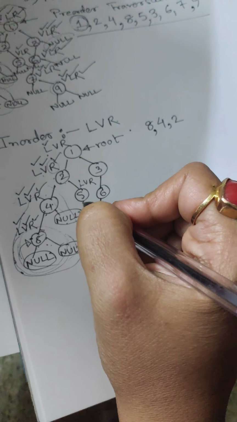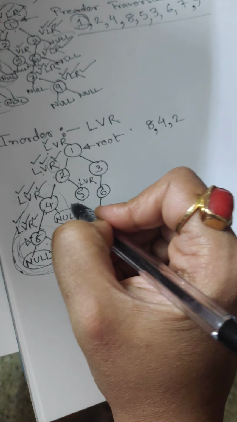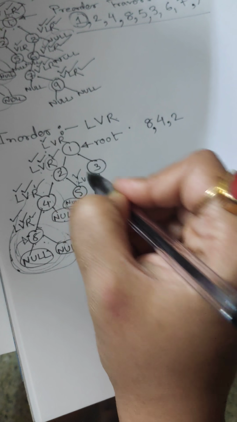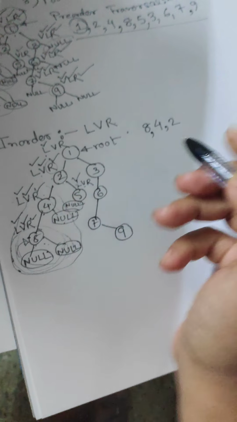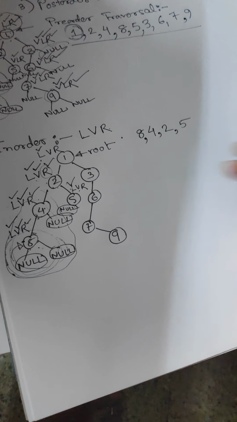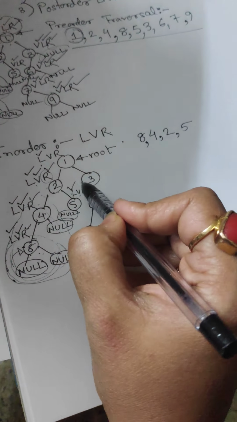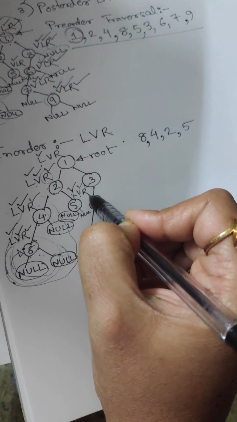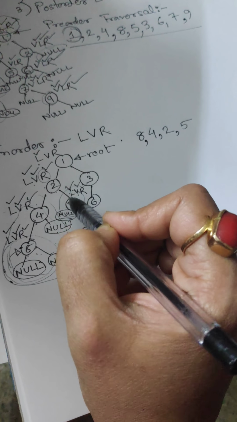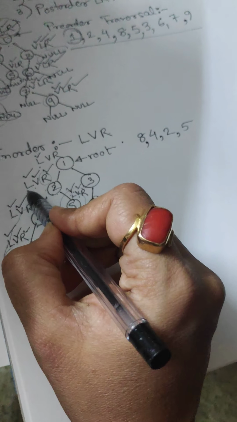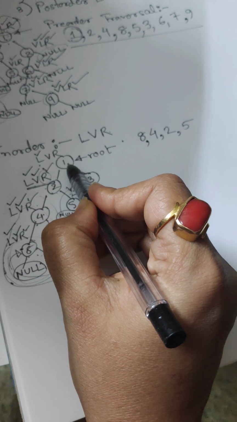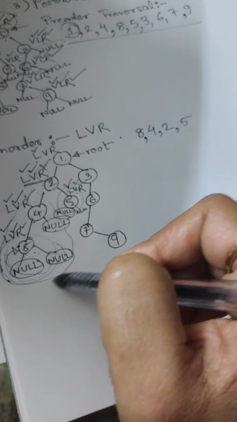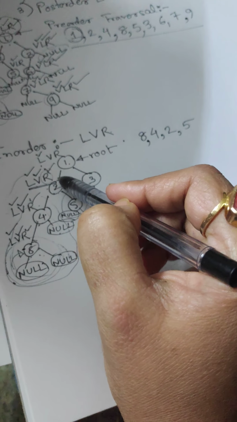L of 5, that is left subtree of 5, is null. So you have nothing to do over here. After that, visit. That means you display the value of 5. And after that, you come to the right hand side of 5, which is also null. As soon as you are done with 5, you go back to 2 again. You are done with 2, so you go back to 1. Now you see the whole left hand side of 1 is complete.